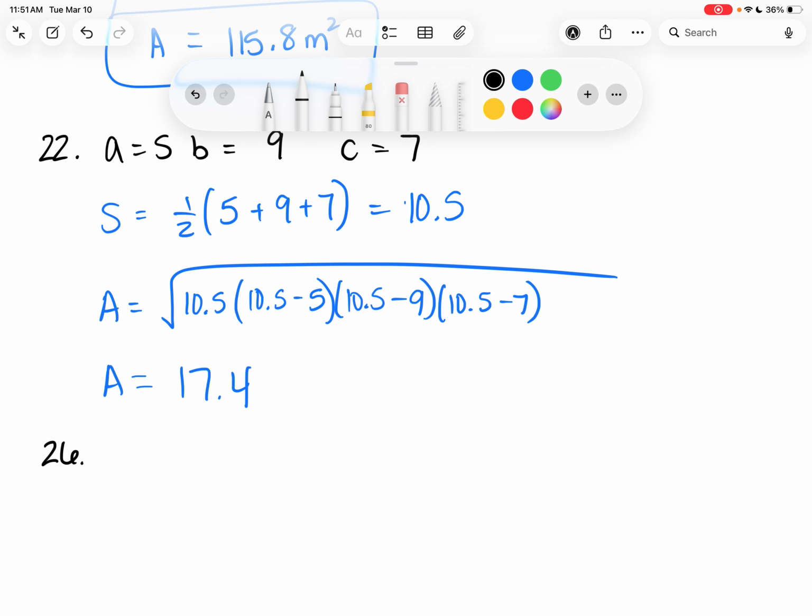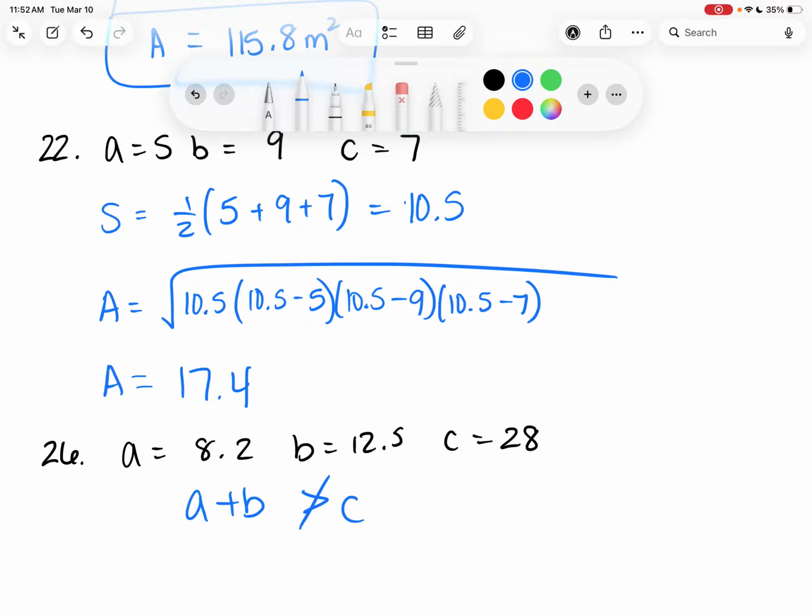All right, 26. A is equal to 8.2, B is equal to 12.5, and C is equal to 28. So let's do things in the correct order this time instead of backwards. Do these side lengths make a triangle? They do not, because A plus B is not greater than C. We add those two together, we get 20.7, and C is 28. And so 20.7 is not greater than 28, so there's no triangle, and then we don't have to find the area for those.